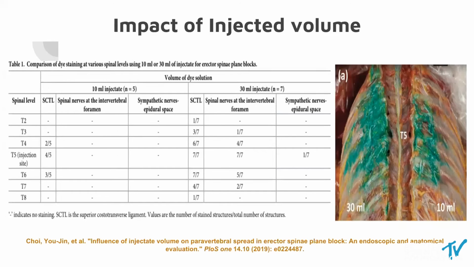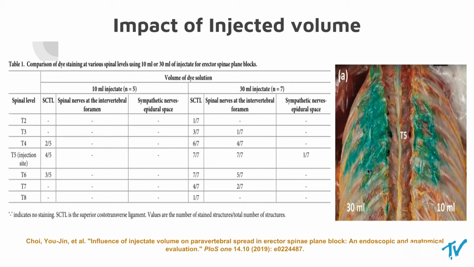In terms of injection volume, this is a cadaver study where they compared what happens when you inject 10 cc's of local anesthetic or contrast versus 30 cc's. In the study, they injected at T5. With T5 injection, the 10 cc group had no paravertebral spread, but the group that had 30 cc's had more paravertebral spread. It was a bit broader.